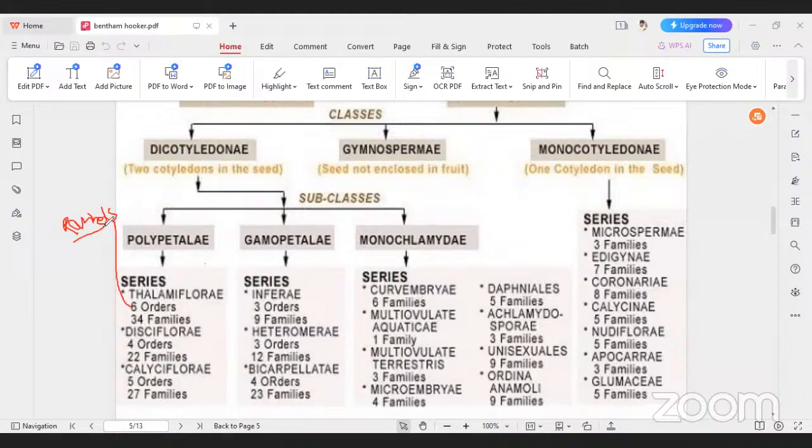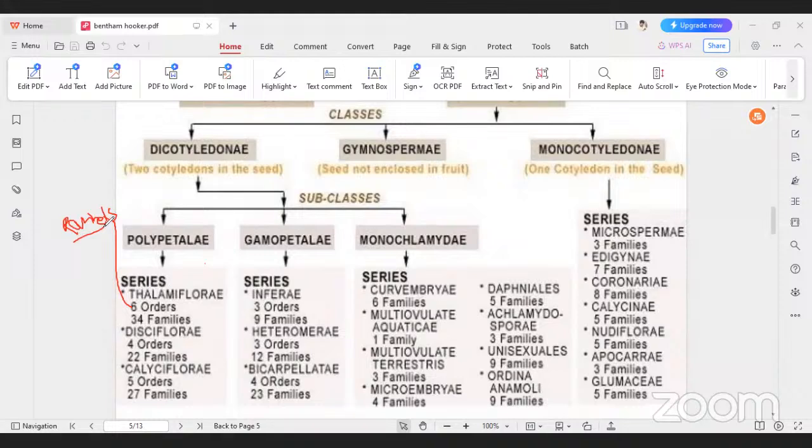And another series, Calyciflorae. In Polypetalae, three series: Thalamiflorae series, Disciflorae, Calyciflorae. In Calyciflorae, thalamus concave, sepals are fused and adnate to gynoecium. Flowers perigynous and epigynous. Perigynous means it is partially not hypogynous and not epigynous, so that is called perigynous. And few of the families are epigynous, and it is divided into five orders.